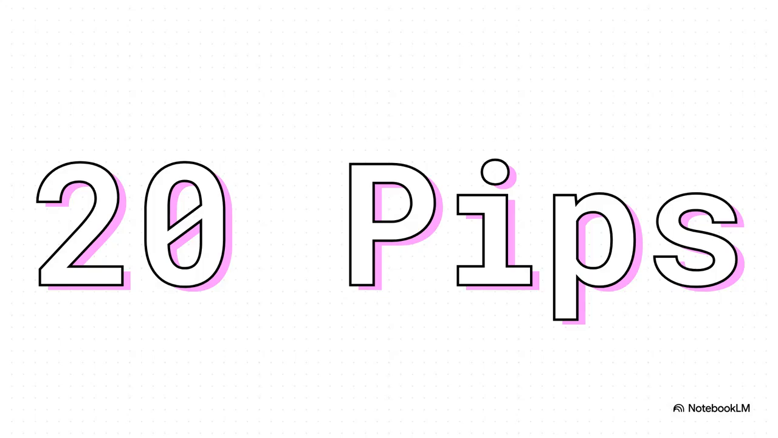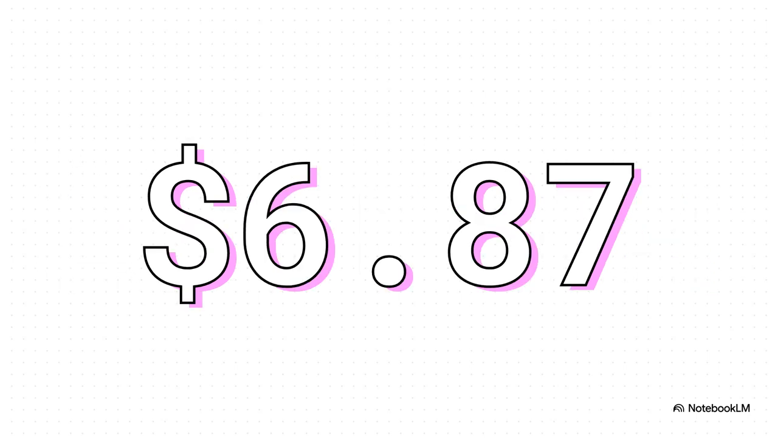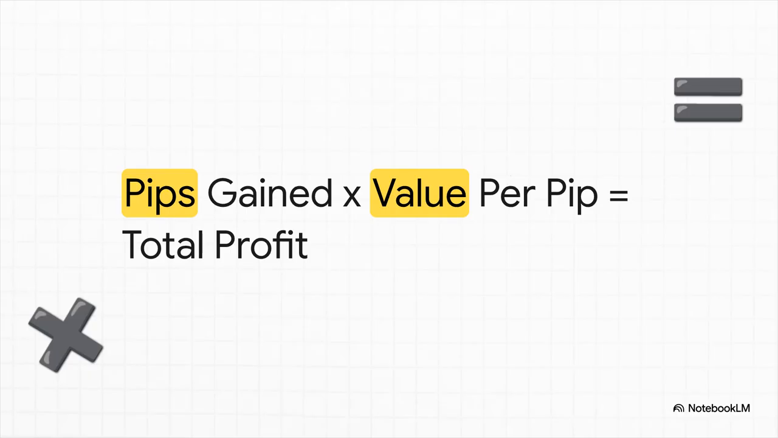First things first, the simple subtraction. Our exit price was 1.4550 and our entry was 1.4530. The difference is 0.0020. In Forex speak, that means the price moved in our favor by 20 pips. A great start. And hey, we already figured this part out, right? We know that for this specific trade, a standard lot of USD CHF, each and every one of those pips is worth $6.87.